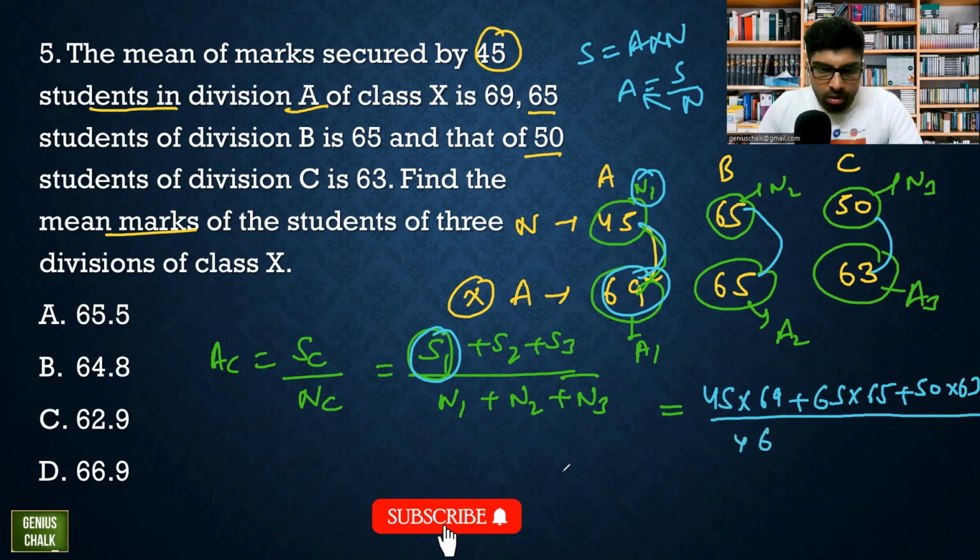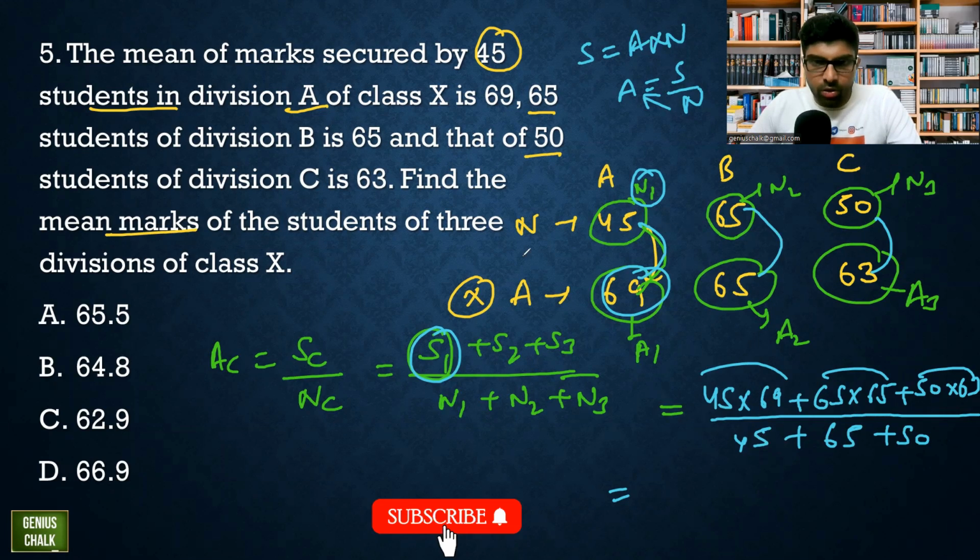45. This is, I am telling you, the basic method. After that I will discuss the short method. 45 plus number of people 65 plus 50, and then you have to solve. You see, this is a big calculation, right? And then dividing also takes a lot of time. So we will not solve this question using this approach.